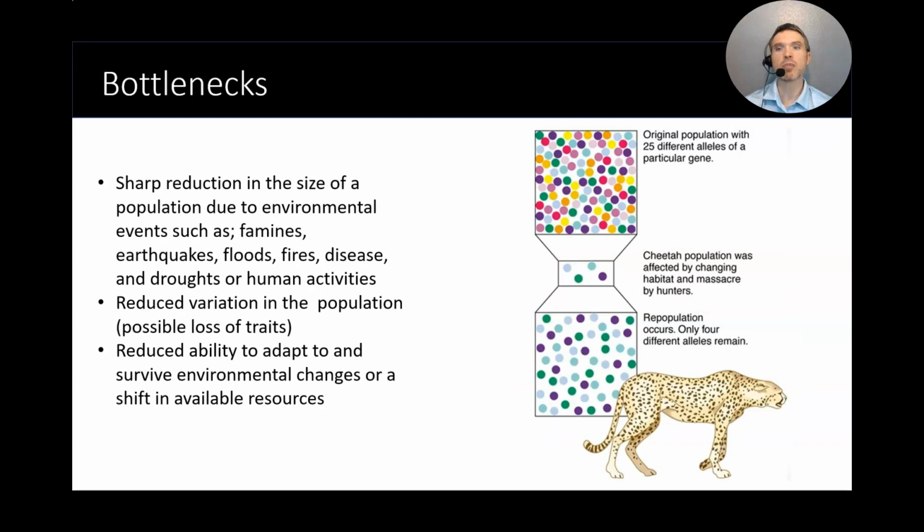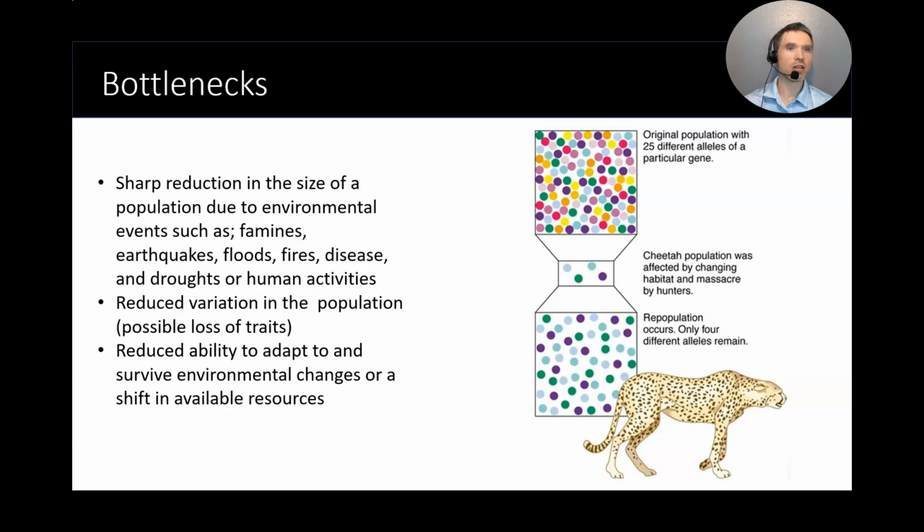So what causes bottlenecks in the natural population? Well, a bottleneck is defined, as I said, as a sharp reduction in the size of the population, usually due to an environmental event such as a famine, an earthquake, flood, fire, disease, or even other human activities. And what this does is it drastically reduces the population. So maybe 90-95% of the population vanishes. And this is shown here in the cheetah population.